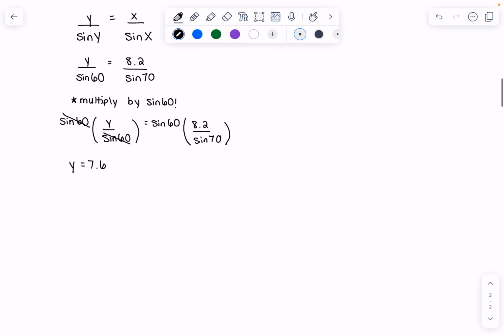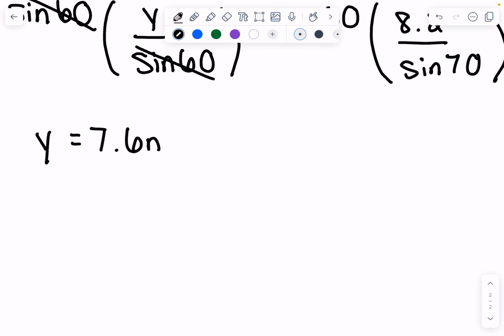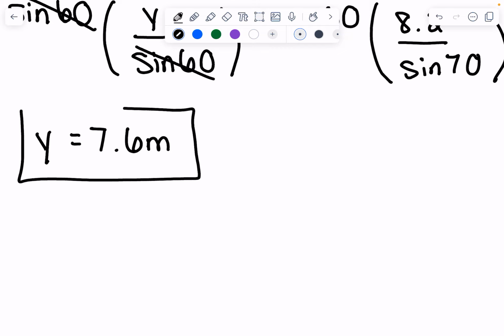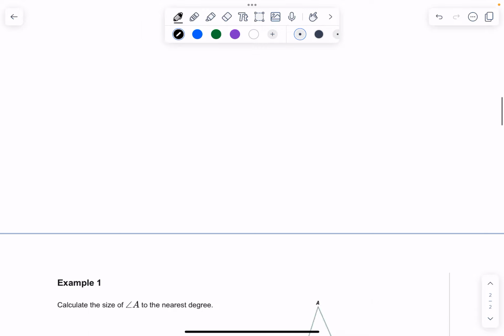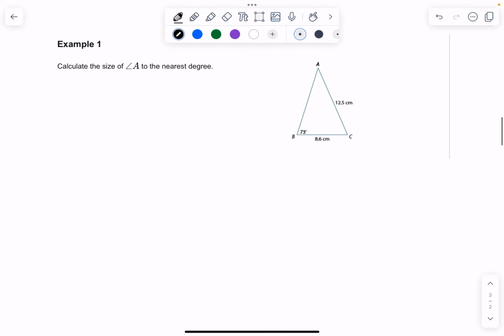When we're looking at units, we're looking at meters. Does it make sense? I feel like logically, yes. Looking at the length of y, it's just slightly smaller than the length of x. If you got like 14 or something like that, something's gone terribly wrong, you have to go back. So that's sine law with calculating the sides. The next part is angles.